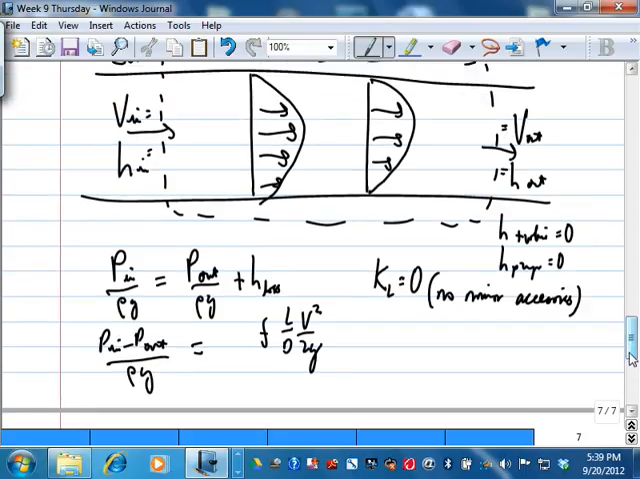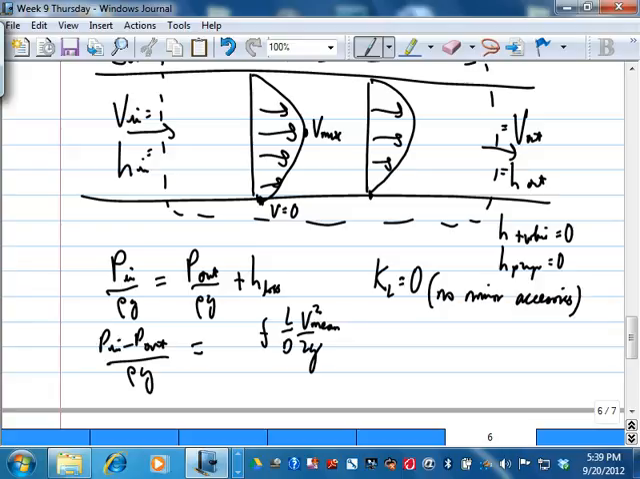There are a few ways to work out this F. Now you ask what's the problem? Because the V varies from 0 to some maximum. Here is the maximum, and here the velocity V equals 0. So this V is normally based on the mean velocity.